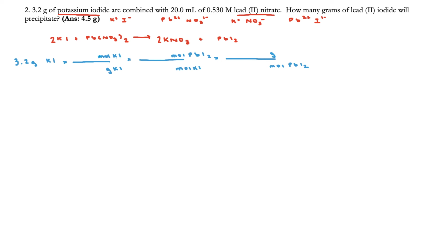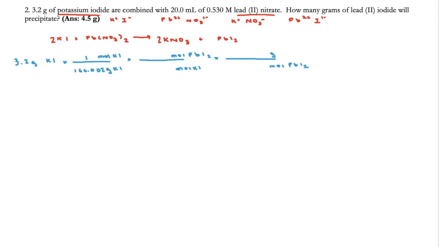So for gram to mole, I need to know the molar mass of potassium iodide. So potassium is 39.098 plus the molar mass of iodide, which is 126.904, and I get 166.022. Okay, so that is the molar mass of potassium iodide with 1.